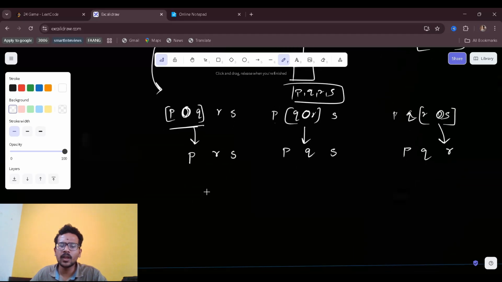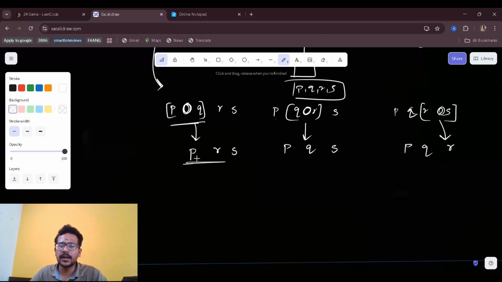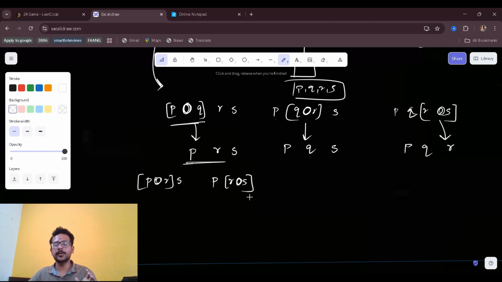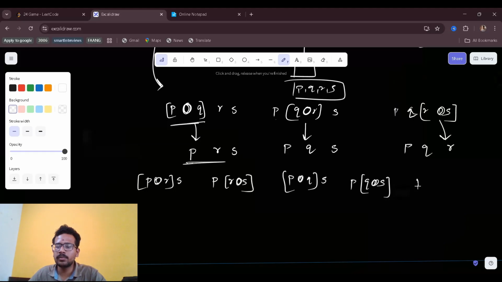Now for this P, R, S, I can place an operator between P and R and leave S aside. Now P is left aside and R and S are made to operate, that means an operation is done between them. P and Q, the same thing: P, Q, S. P and Q, and left out with R: P, Q, R.